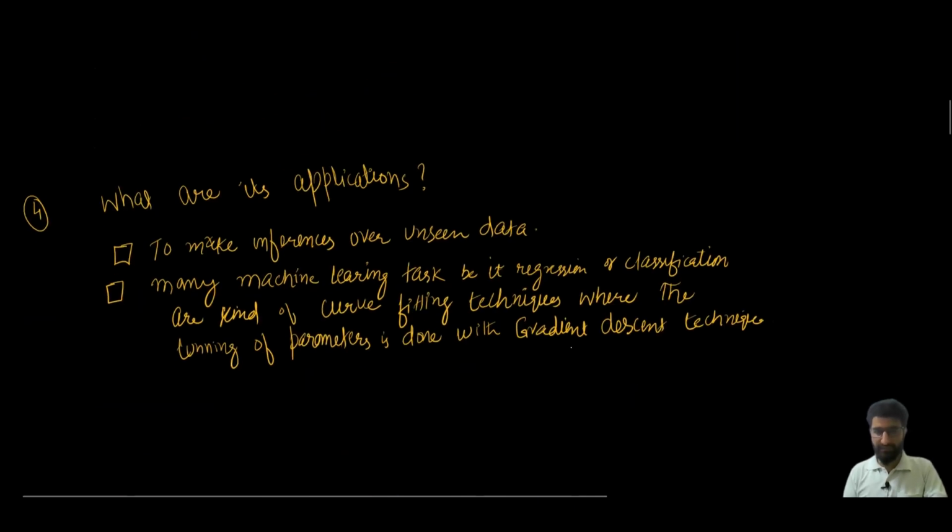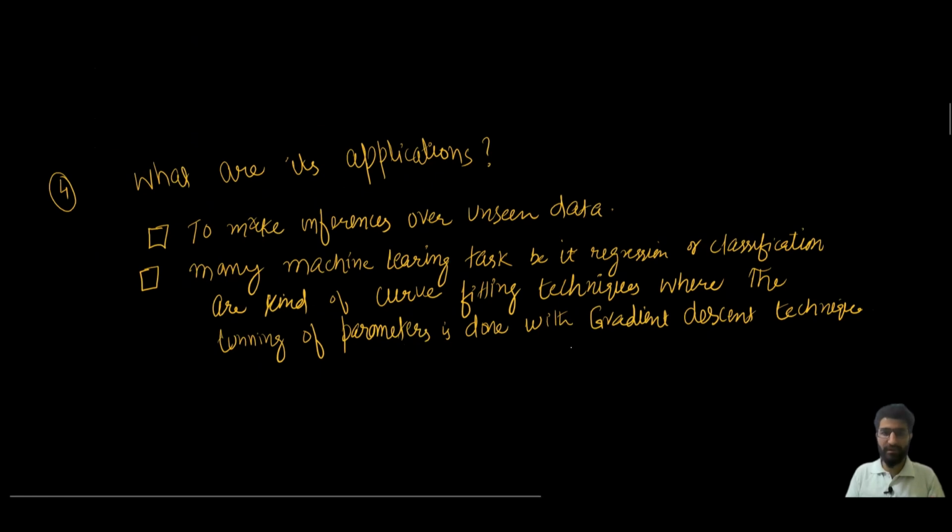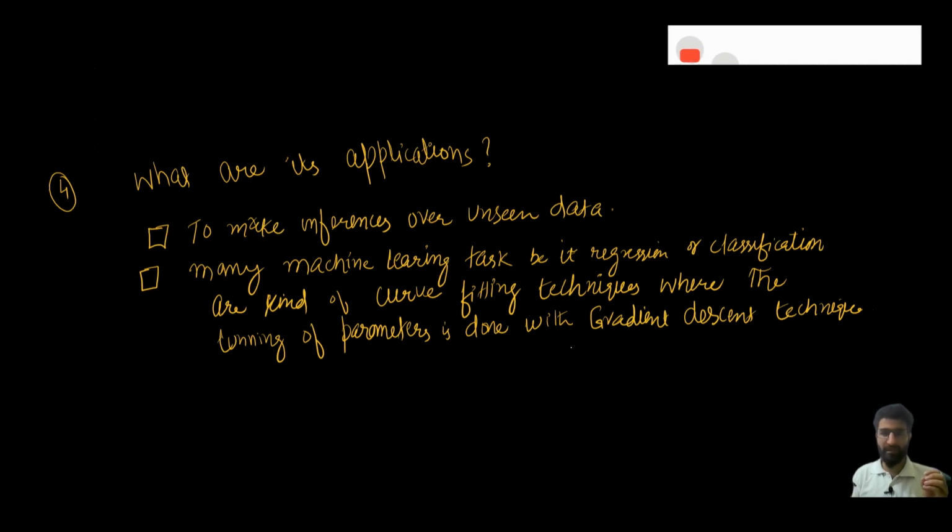What are its applications? The important question may be, why do we fit the curve, but what are its possible applications? The applications are to make inferences over the unseen data. So now you have some unseen data, which means you are trying to predict how your experimental work is going to perform in the future, or in between the points which you have measured at two instances, you have measured the experimental values.